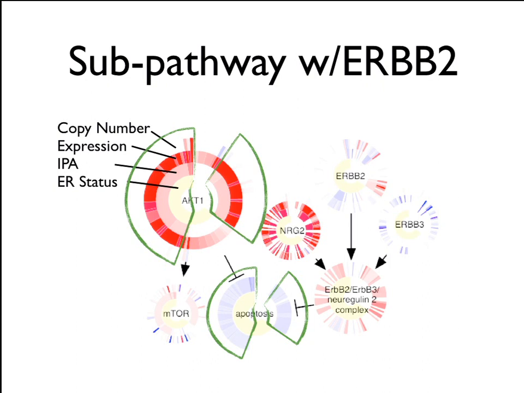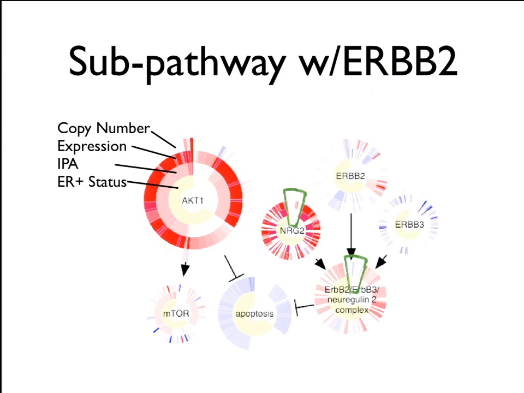Now there's one other regulator of apoptosis in this pathway, and that's this complex, which again we don't have direct data for, but we're combining the data from other components. So for example, in this little section there, NRG2 is not particularly expressed or increased in copy number, and ERBB2 and 3 are about at the same level. And so for the complex, we're inferring in that little section that it is not extremely activated.